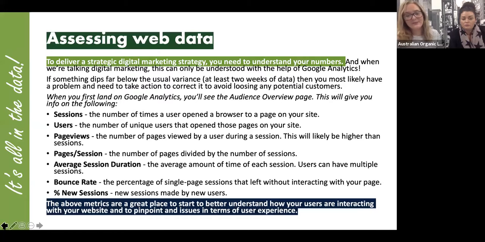So, assessing web data. I briefly spoke about Google Analytics before, but I'll take you through a little bit more here. To deliver a digital marketing strategy, you need to understand your numbers. That's where Google Analytics comes in. Your audience overview page is going to give you information on the following. Sessions, the number of times a user opened your browser. Users, the number of unique users that opened the pages on your site.